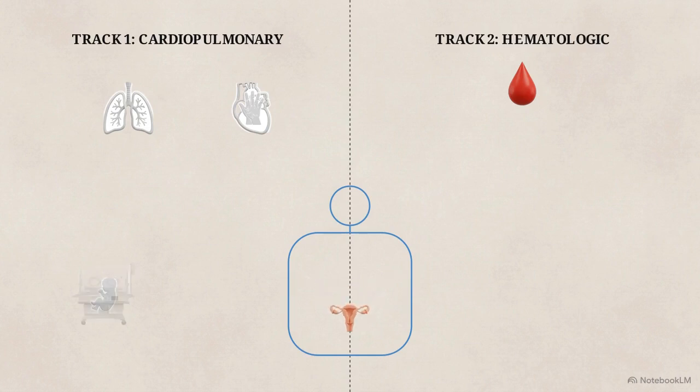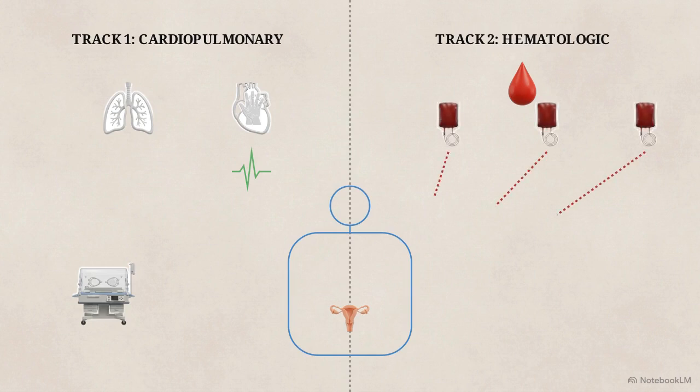Emptying the uterus serves a critical dual benefit. It removes physical pressure on the major maternal blood vessels, improving the mother's chance of survival, and it is a life-saving intervention for the fetus, provided the fetus is old enough to survive outside the womb. While CPR and delivery are underway, Track 2 addresses the hematologic failure.